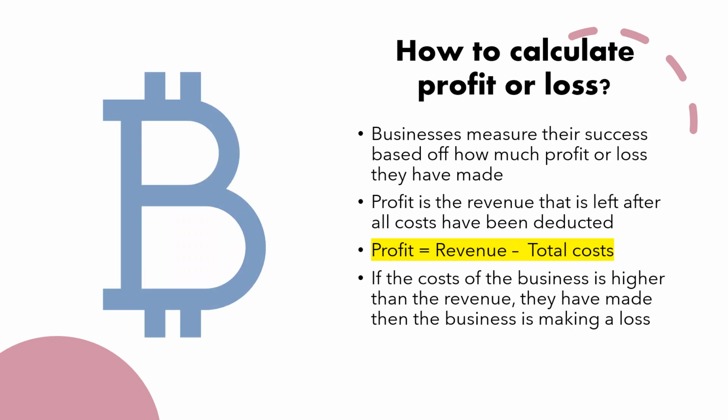How to calculate profit or loss. Businesses measure their success based on how much profit or loss they have made. So profit is the revenue that is left after all costs have been deducted. So profit is revenue minus total cost. If the cost of the business is higher than the revenue they have made, then the business is making a loss.